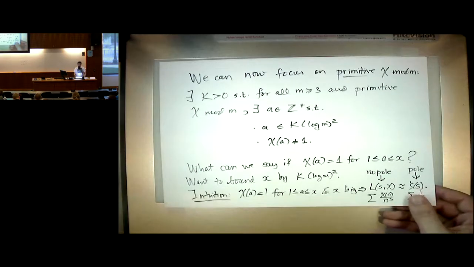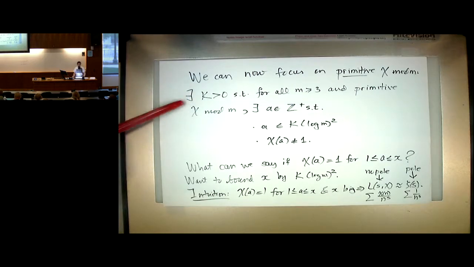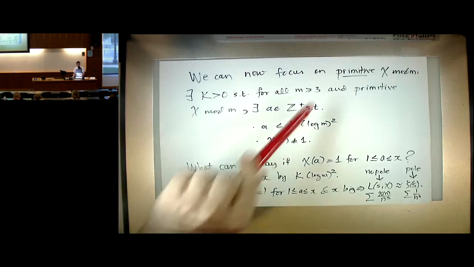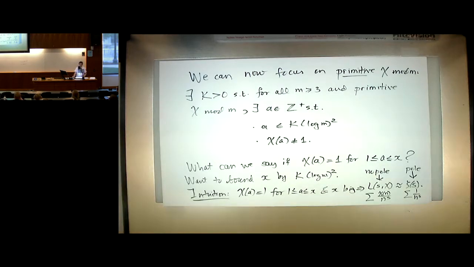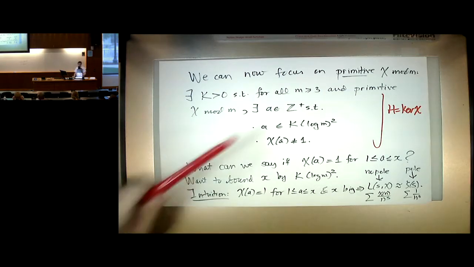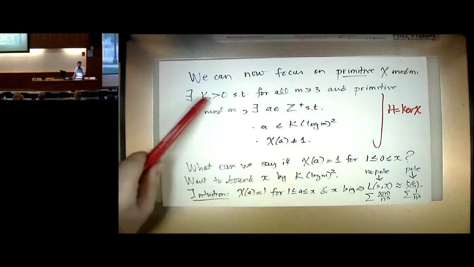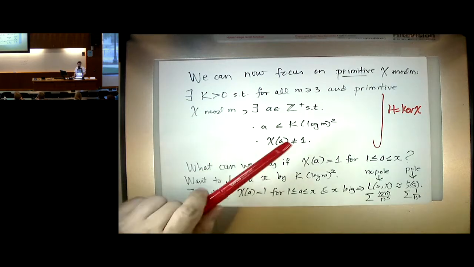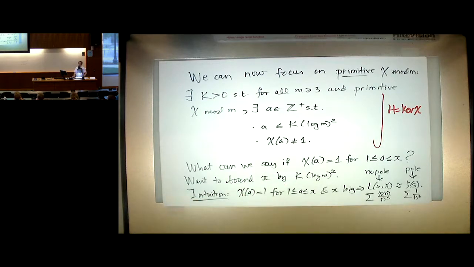Okay, so we're going to focus our attention on a primitive character. We would like to show that there's a positive number such that for every modulus at least 3 and every primitive character, remember, we can focus here on the subgroups of the form kernel of a character, there has to be a positive integer A below some k log m squared at which chi of A is not 1. Meaning it's not in the subgroup kernel of chi. Could it happen otherwise? Could you have a character that's 1 on all the numbers in some range? And would you really run into a problem?